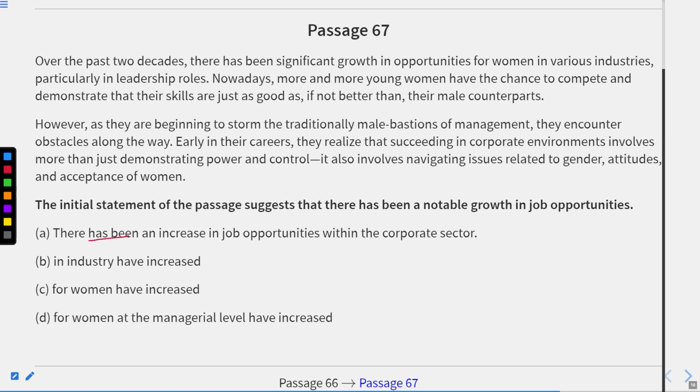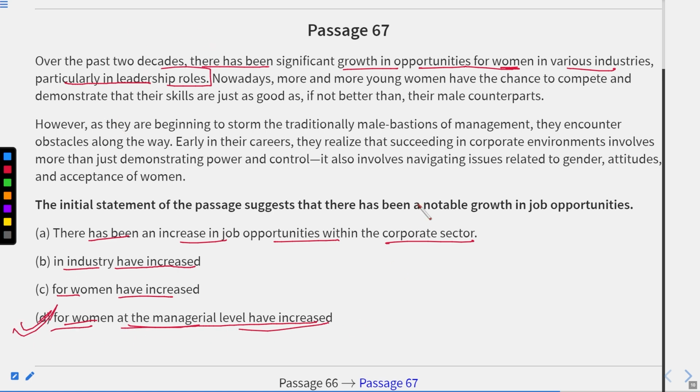Options are: there has been an increase in job opportunities within the corporate sector; in the industry have increased; for women have increased; for women at the managerial level have increased. Now, if you see, the most suitable answer is that there has been a significant growth in opportunities for women in various industries, particularly in leadership roles. So according to this, D will be the correct answer: for women at managerial level have increased.